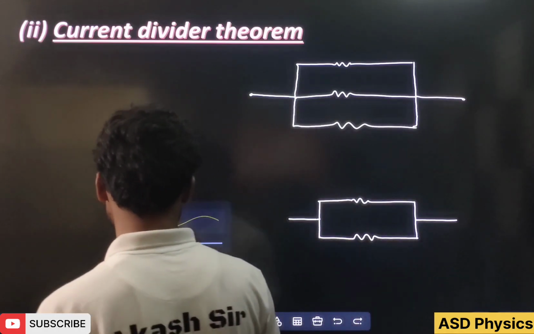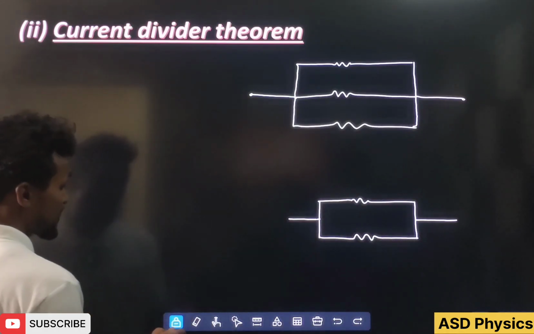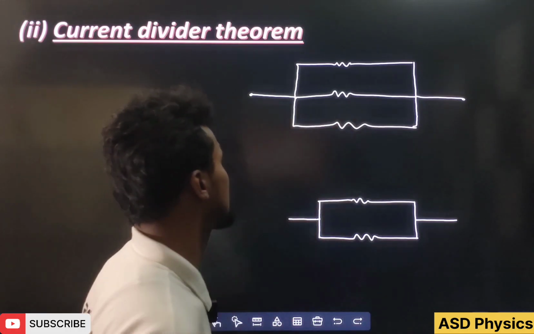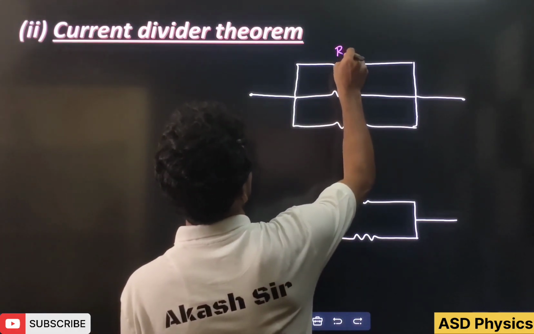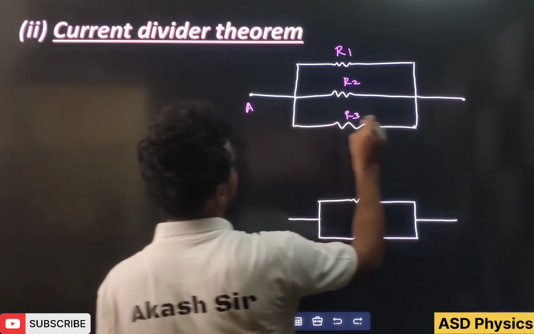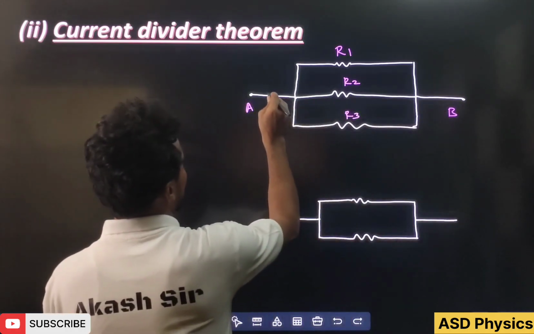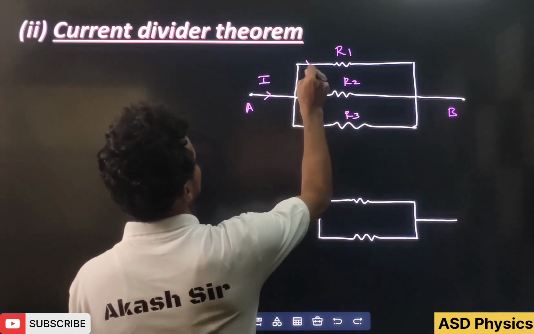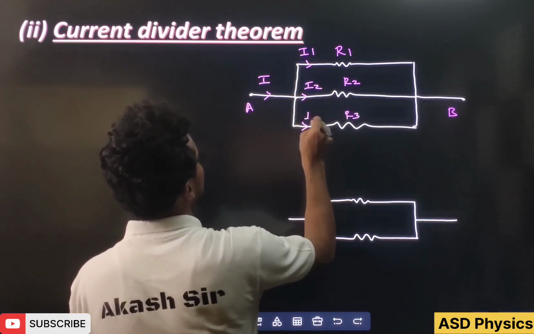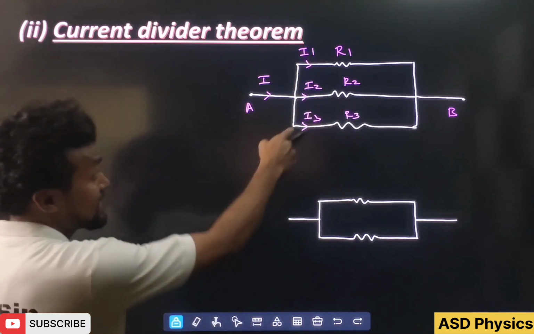Now students, the next one we are going to see is very important, even in our next chapter, moving charges and magnetism, we will use this. So here, see, this is R1, this is R2, this is R3 connected in parallel across points A and B. Current I is going. So how much current is here, students? I1, here current I2, and here current how much? I3. Okay, I3 is there.